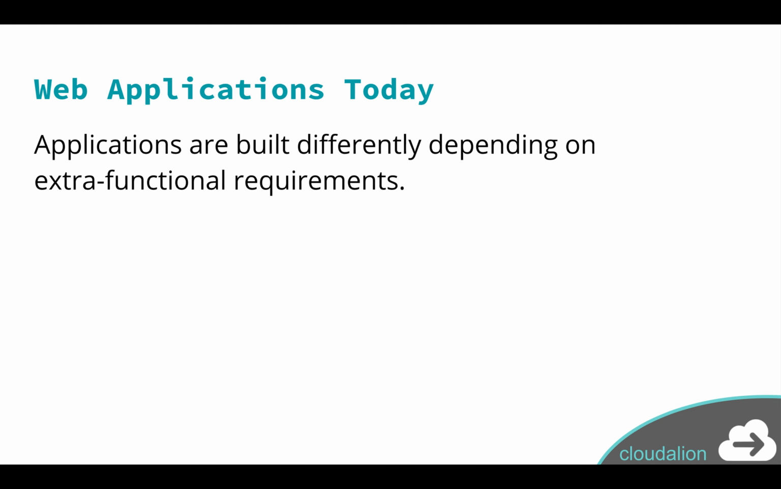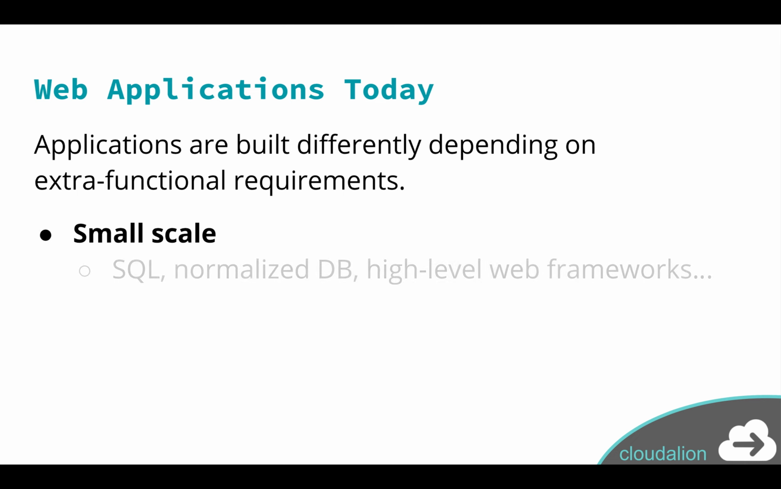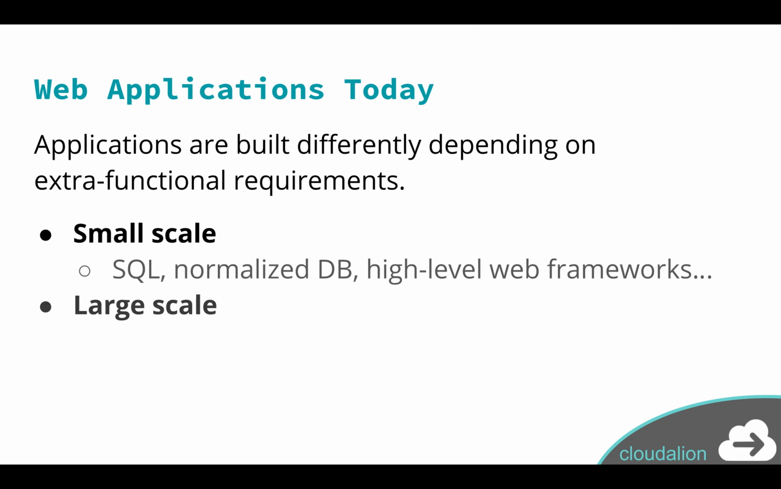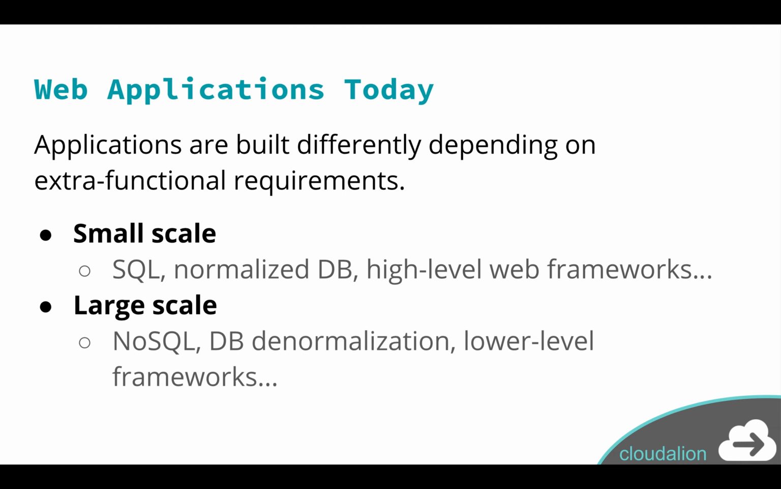Now, why am I saying these things are tangled? Well, take a look at how applications are designed today. If we have a small-scale application, we will probably design it using a relational database, which will be normalized with no redundancy, and we will use a high-level web framework, something like Ruby on Rails. But if we take the exact same application and just change the scale, we may end up with a totally different design. A NoSQL database, which will be heavily denormalized with a lot of redundancy that is maintained by the business logic, and the assumptions made by high-level web frameworks like Ruby on Rails no longer hold at scale, and we will end up using lower-level frameworks, things like Express.js maybe.